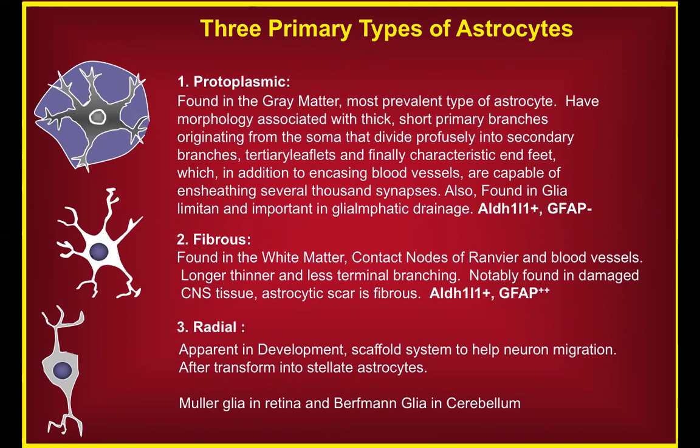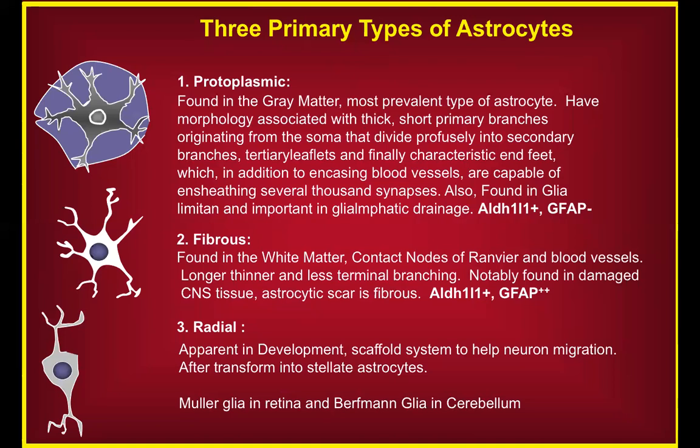Then you have these fibrous ones, okay? And these are going to be found mostly within the white matter. And you're going to find that they have close contact with the nodes of Ranvier and blood vessels. They have longer, thinner, less terminal branching. Notably, they're found in CNS tissue, and you'll find these guys, the fibrous ones, in sort of the astrocytic scar.